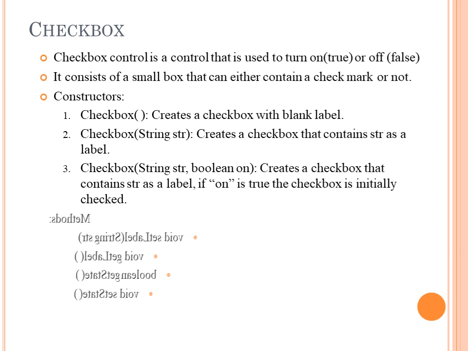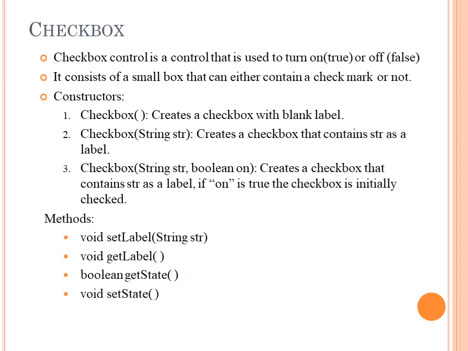Now let us see what are the various methods that are used for a checkbox. Now the first method is void set label, then second one is void get label, third one is boolean get state. So if while defining a constructor you have set it as on, you can get the state by using the method get state. And if you want to set a state for a component, then for a checkbox you have to write it as void set state.